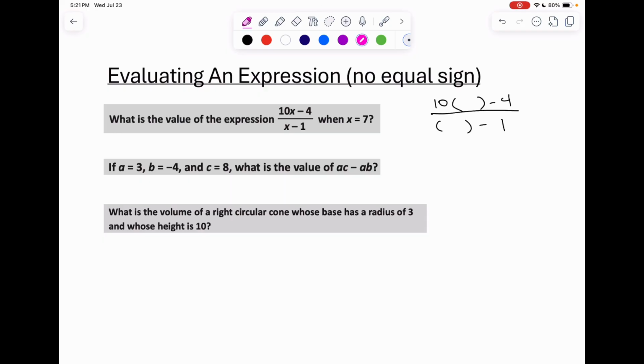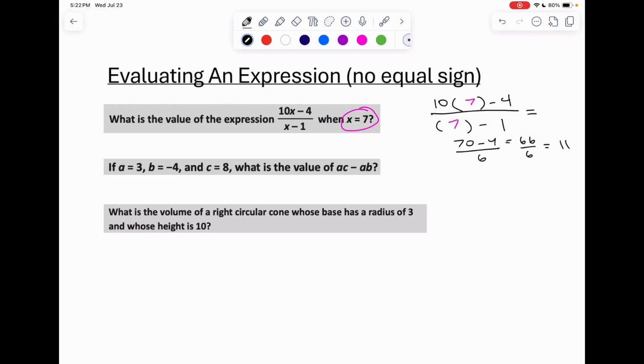We're going to put in a 7 for where the x's were, and then we can go ahead and punch that out in our calculator, and we're going to get 7 times 10, that's 70. Minus 4, which is 66 in our numerator. And our denominator, 7 minus 1, that's 6. Divide by 6, and we'll get 11. That's the value of the expression 10x minus 4 over x minus 1 when x is 7.